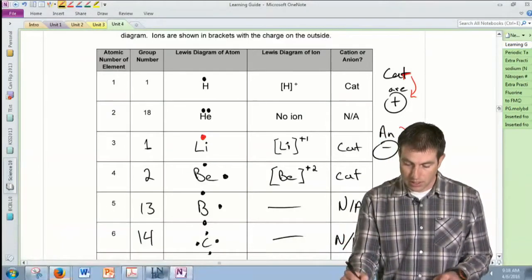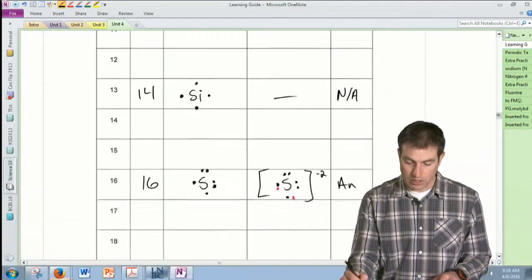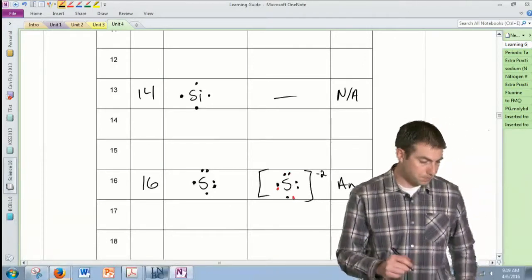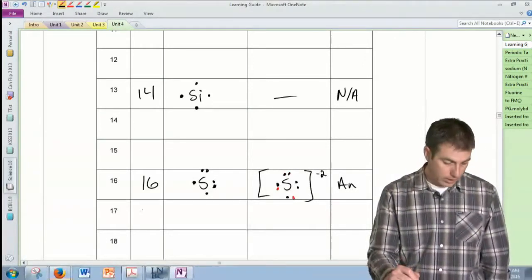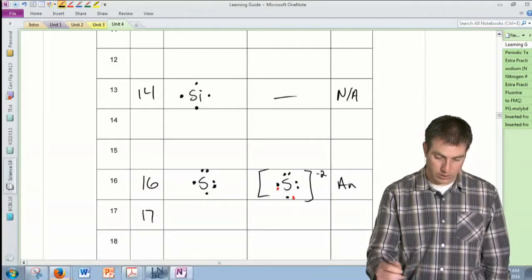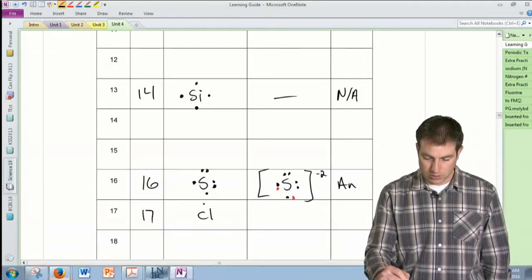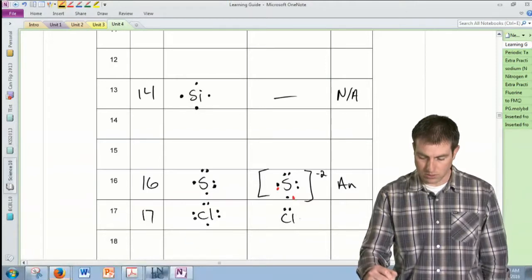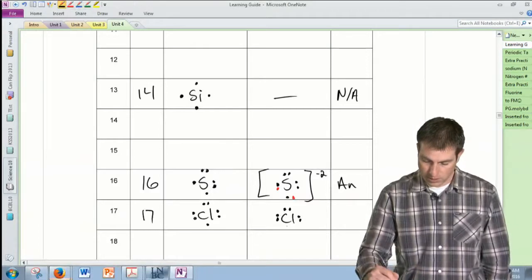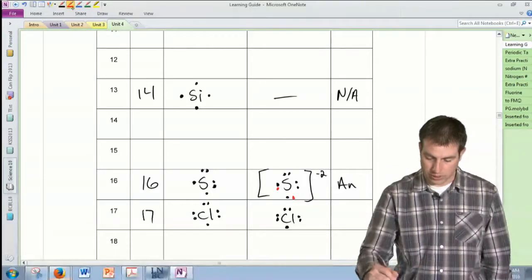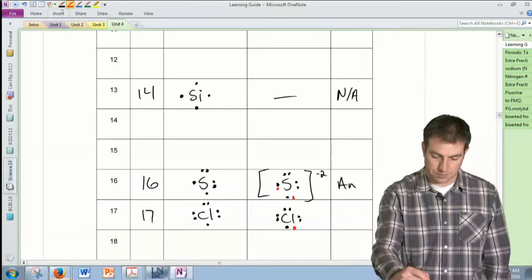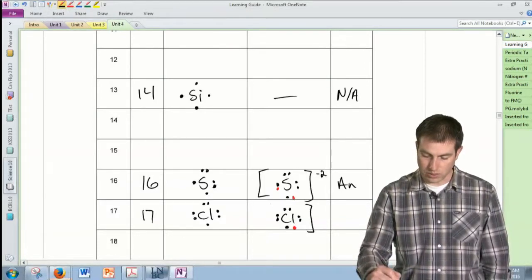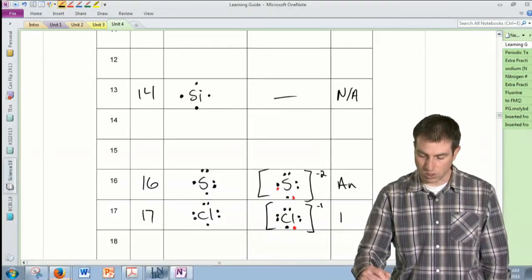But when we draw a Lewis structure of a non-metal, maybe I'll do chlorine as well. Chlorine's in column 17, so it has 7: 1, 2, 3, 4, 5, 6, 7. It's going to gain an extra electron to fill its outer shell. And now chlorine is going to have an overall charge of -1.